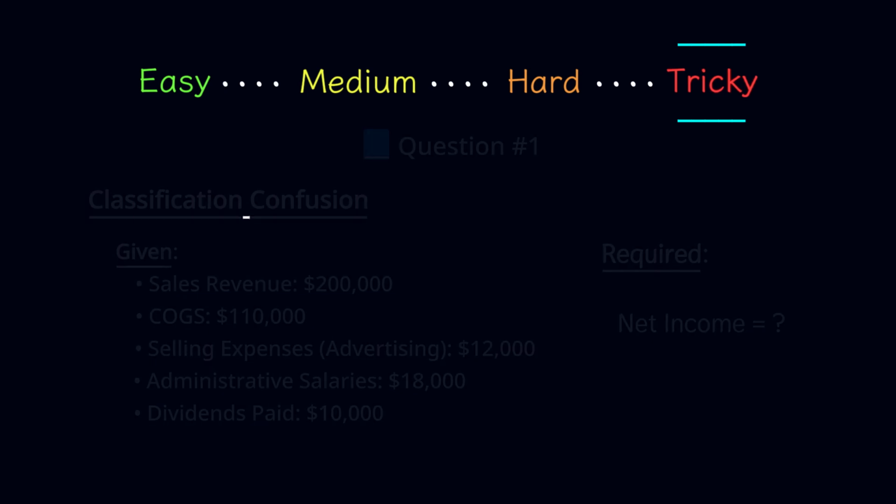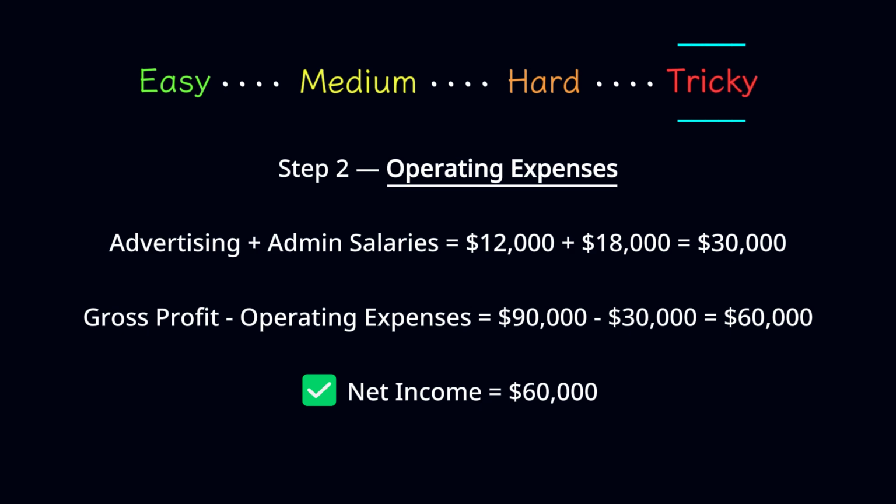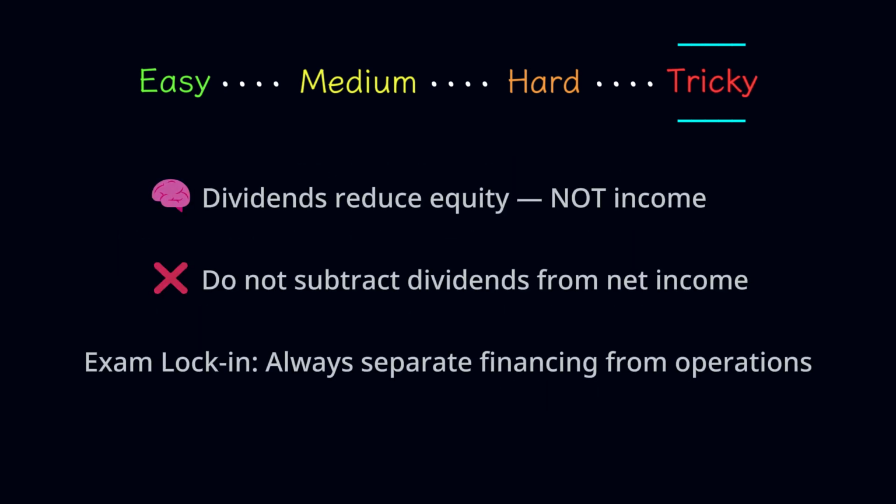Now we calculate. First, sales minus cost of goods sold. 200,000 minus 110,000 gives us $90,000 of gross profit. Next, operating expenses. Advertising is $12,000. Administrative salaries are $18,000. Together, that's $30,000. Now subtract operating expenses from gross profit. 90,000 minus 30,000 equals $60,000. That's your net income. And lock this into your brain. Dividends reduce equity, not income. If you touch dividends on the income statement, the answer is wrong.